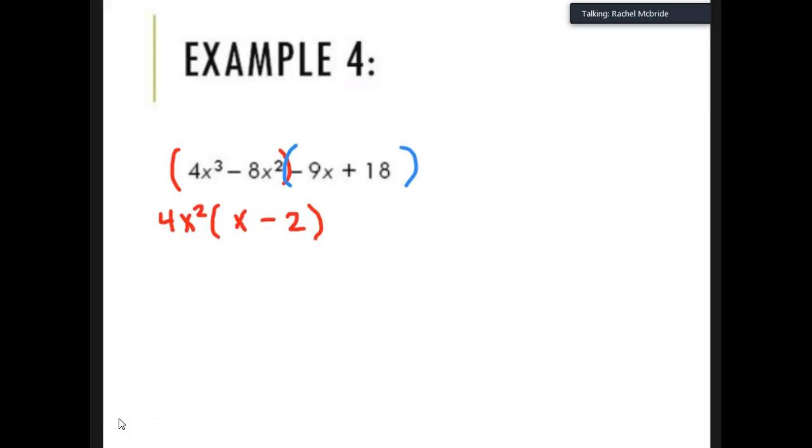The GCF of negative 9x and 18. Nick? Dakota, what do you think? Yeah, negative 9. So you get x minus 2 left behind. So, Nick, you would have known it was wrong. What was inside your parentheses wouldn't have matched. That's okay. I like that. That's a learning opportunity.